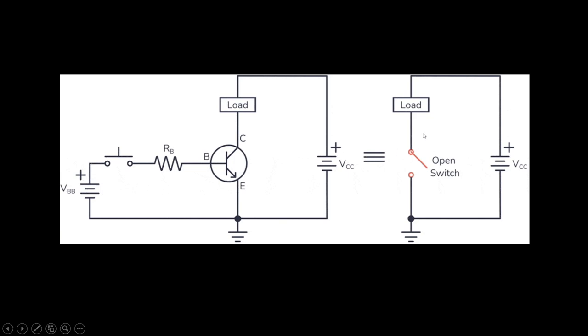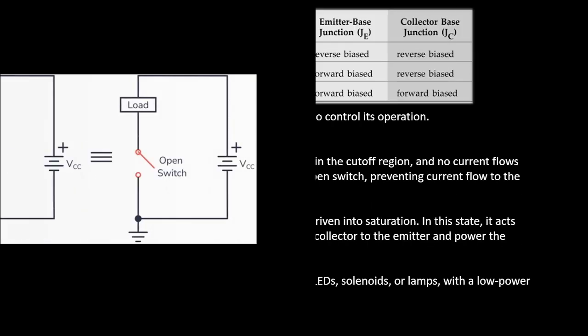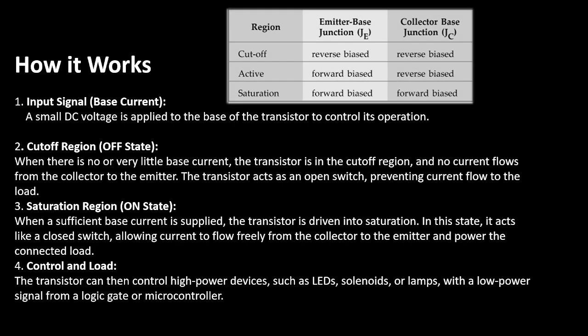So actually it's an electronic switch. Here you can replace the transistor with a switch which can be closed and opened with the proper base current. Okay, the basic principle is the same: we have to use the cutoff region, where both junctions are reverse biased, and the saturation region, where both are forward biased. So these are the things you should note.